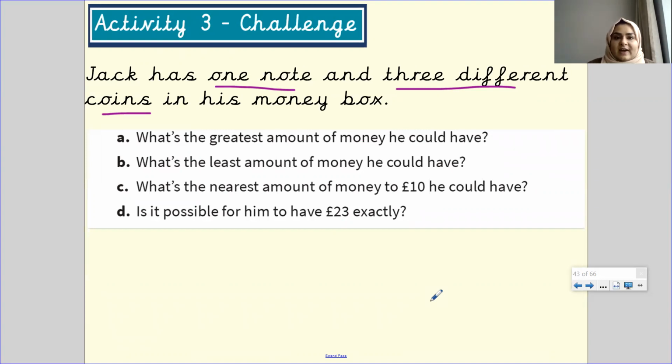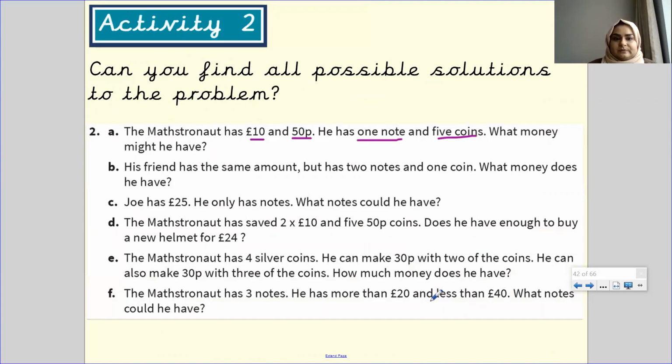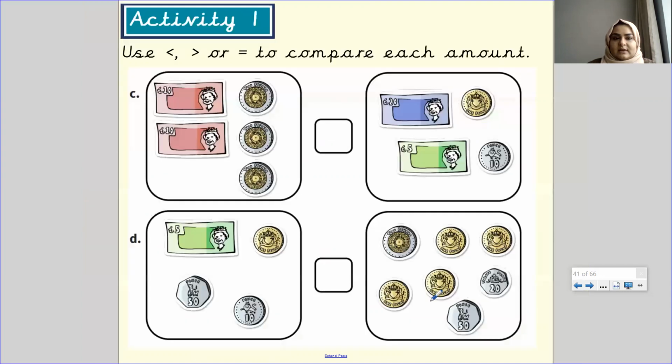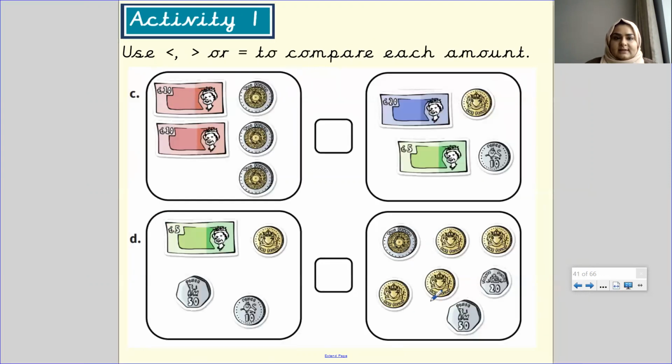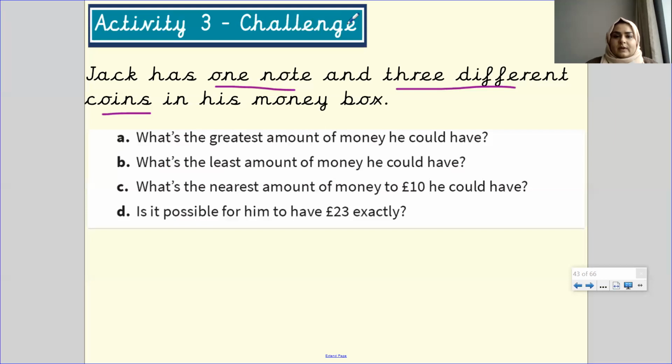Okay, so you have activity 2. Then you have activity 1, which comes in 2 pages. So this is page 1. And this is page 2. And you have your challenge.